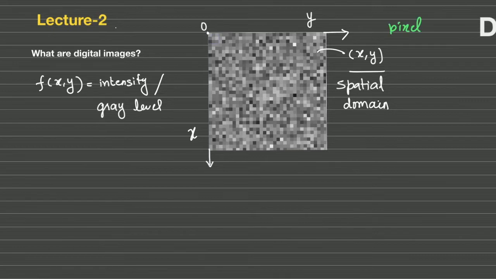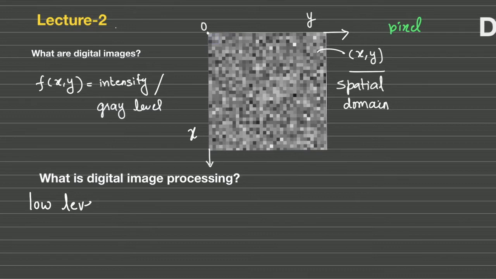The next question that comes to our mind is, what is digital image processing? When we process these images to extract some information, that is called digital image processing. Generally, it is broadly divided into three categories. First is low level, where input is an image and output is also an image. This is the kind we are mostly going to do in lab.